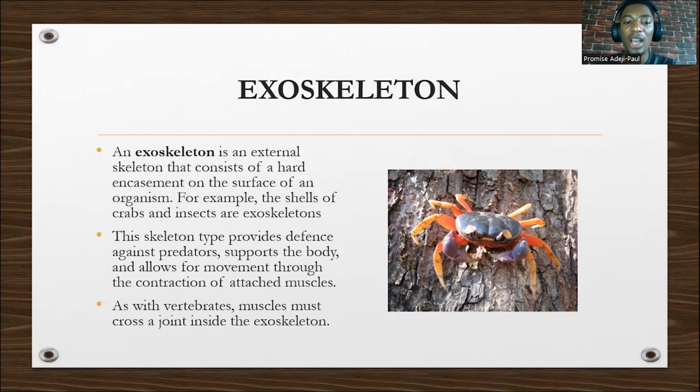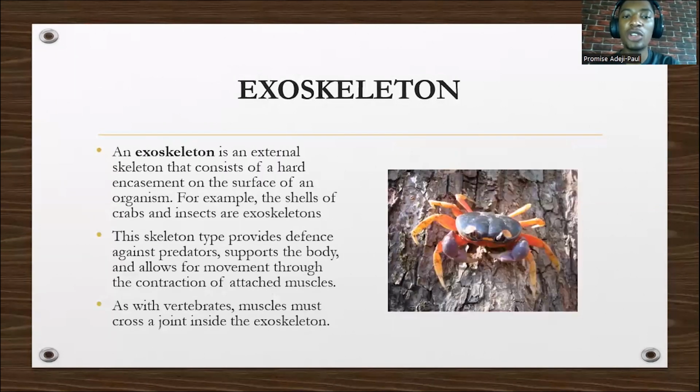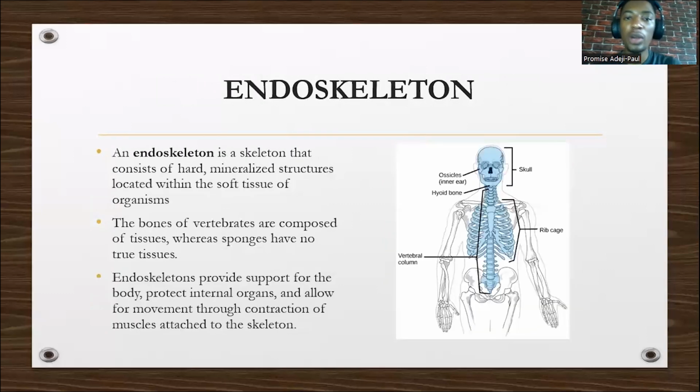It also supports the body and allows for movement through the contraction of attached muscles. As with vertebrates, muscles must cross a joint inside the exoskeleton. That's the normal thing. Another thing to take note of in the exoskeleton is that since the skeleton is already outside the body, when the organism wants to grow, it has to shed the skeleton in a process we call molting, in order to provide another skeleton.